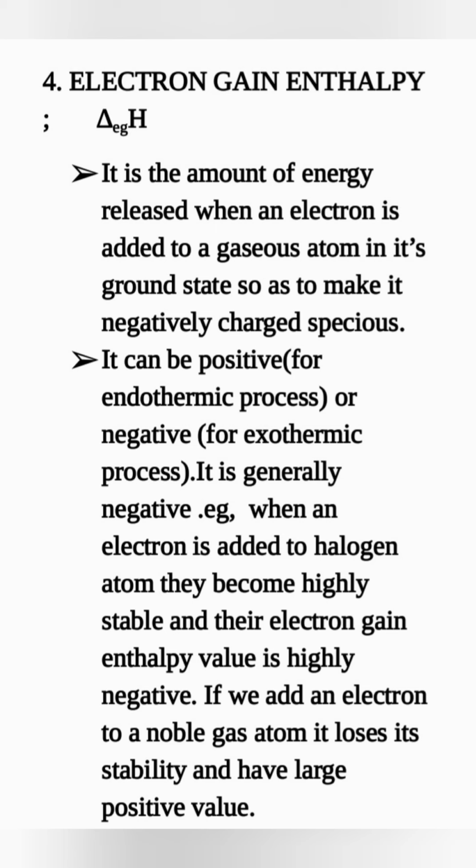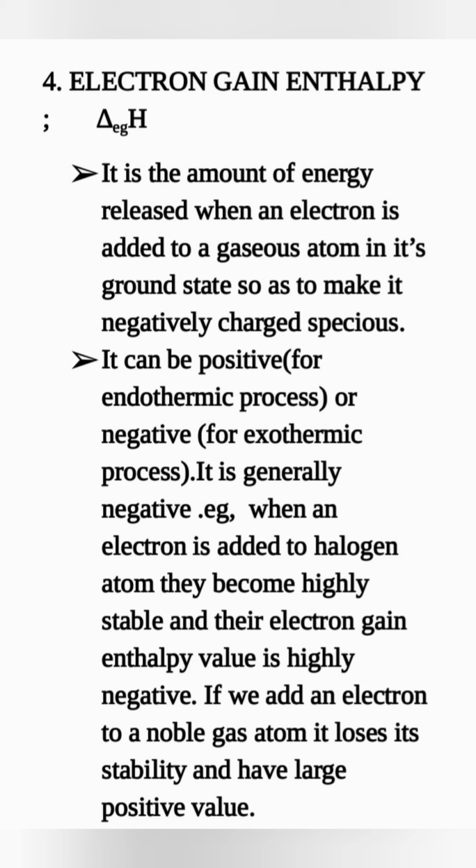It is the amount of energy released when an electron is added to an isolated gaseous atom in its ground state so as to make it a negatively charged species. Once again, it is the amount of energy. In the case of ionization enthalpy, it is the energy that we are providing to remove the electron. Here, the energy is released by the atom while accepting one electron. The magnitude of electron gain enthalpy can be positive for an endothermic process or negative for an exothermic reaction. It is generally negative actually.